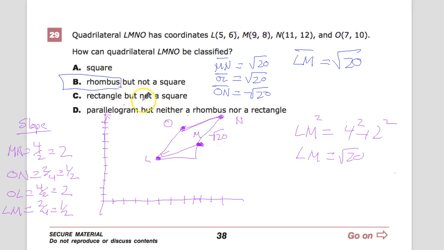Now, is it a rhombus but not a square? Or is it a rhombus and a square? Well, a square has 90-degree angles, and these are certainly not 90-degree angles, so that is out. So our answer to number 29 is it is a rhombus but not a square. It's not a rectangle either, because again, you still have to have those right angles for it to be a rectangle. Also, a rectangle has opposite sides congruent, but not necessarily all sides congruent. So your answer to number 29 is B.